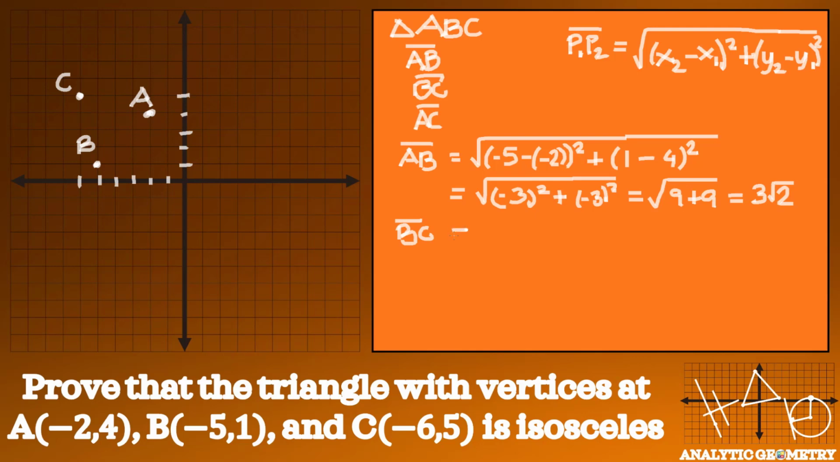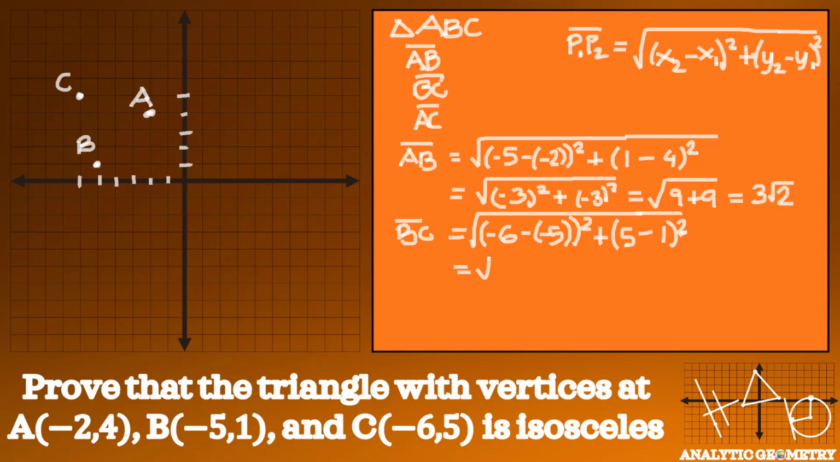Same process, but this time we will be picking point C as our second point. So for x sub 1, x sub 2, because we pick C as our second point, it would be negative 6, that's x sub 2, minus x sub 1, which is negative 5. So you square that. Plus your y sub 2 for C is 5, minus y sub 1, which is 1. Okay? And square that as well.